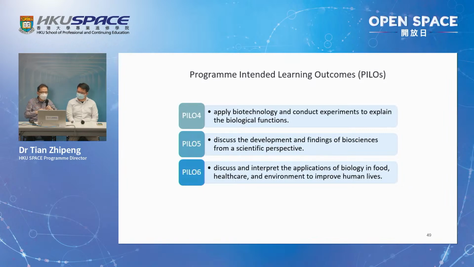Learning outcome number 5 is to discuss and develop findings of biological science from a scientific perspective. So basically, that's how you interpret those results in a more scientific way, like a scientific report. You can read, you can understand, and then express and interpret those results in science content. So that's another important topic, which prepares you to study advanced level biology.